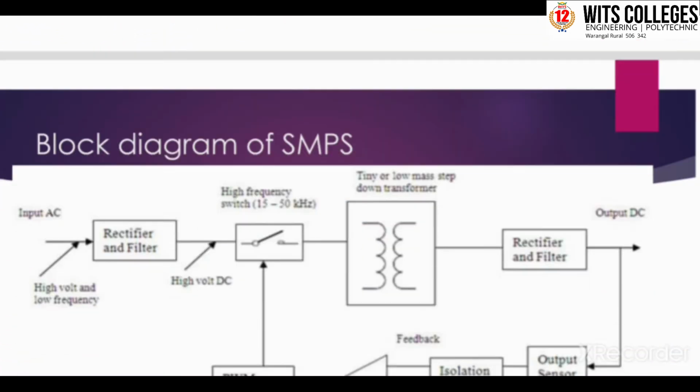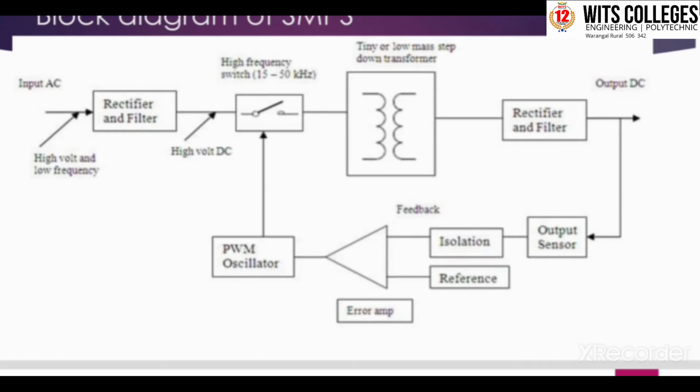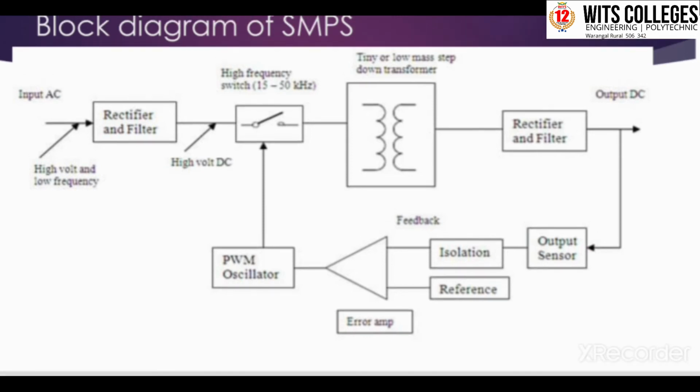Coming to the block diagram of SMPS, we are going to convert DC to DC. Here it is a DC to DC converter. This is the block diagram of the DC to DC converter SMPS. The primary power is received from the AC mains. This is the input AC at the start of the diagram. It is a high voltage, low frequency signal. The AC signal is about 230 volts, 50 Hz.